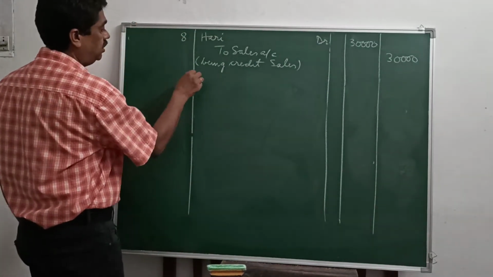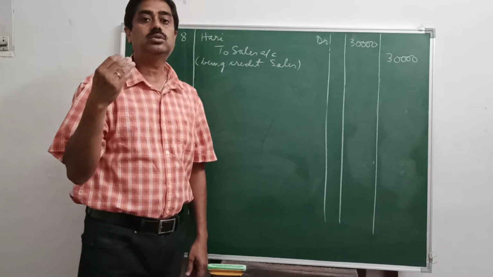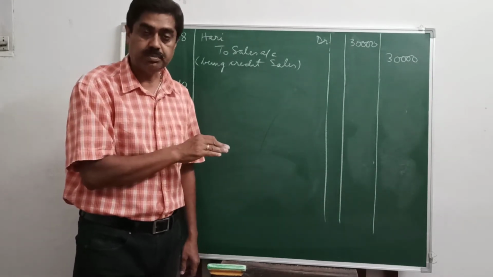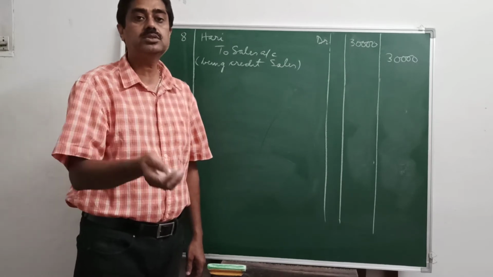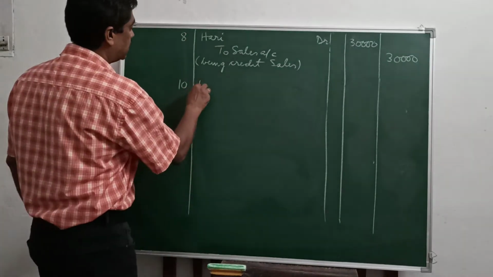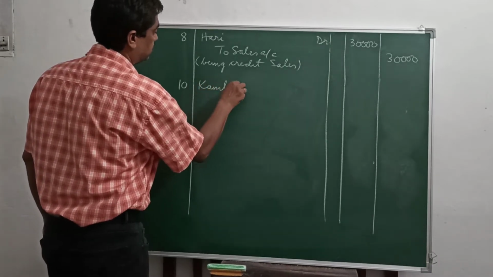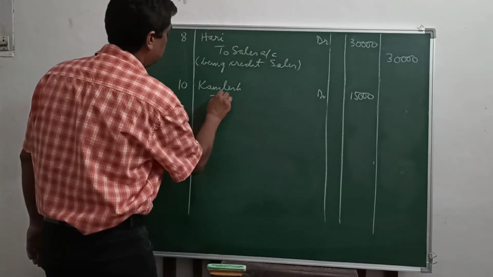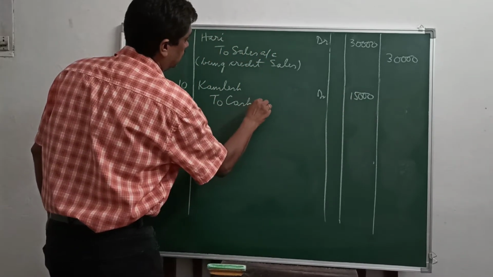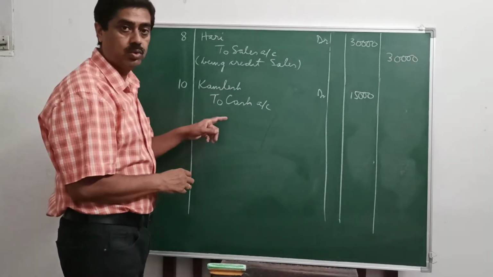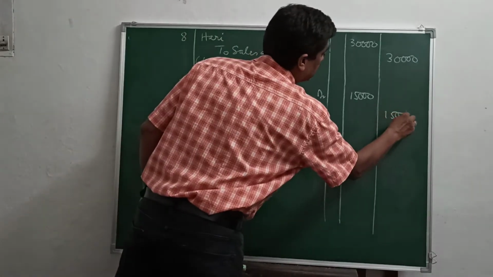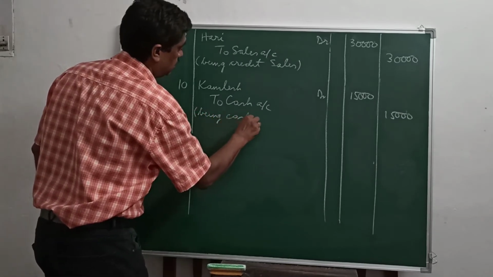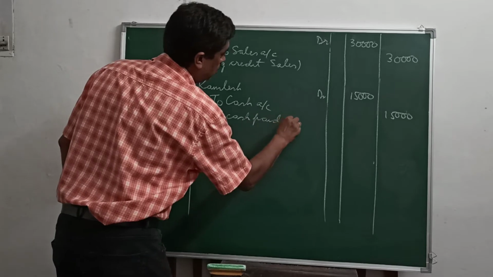10th, leave a line. Now you are making payment to Kamlesh, the supplier. He is receiving the money. Debit the receiver, personal account, and cash is going out from the business, real account. So entry will be Kamlesh debit 15,000 to cash account, debit the receiver, credit what goes out is the rule, 15,000 amount, being cash paid on account.